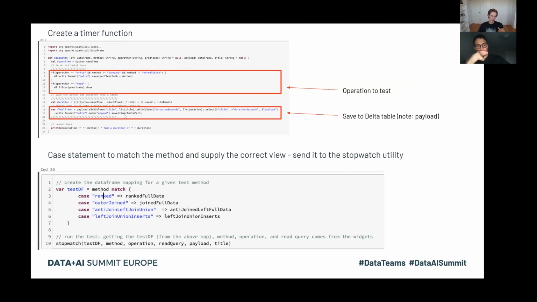So the next thing we want to do within the code is use a nice, elegant case statement based on which method is being passed in. Like, is it the ranked, the anti-join, left join, union? Based on which one of those, we're going to call the correct data frame method. And then this is actually running the test here in line 10, which is the stopwatch function, which I'm going to grab. Here's the data frame that we're going to test it on. Here's the operation. Here's the read query that we're going to do. Here's the payload that I'm passing, and then done.